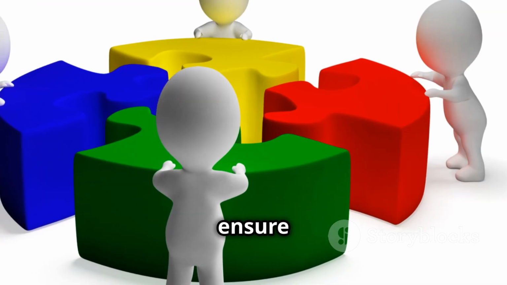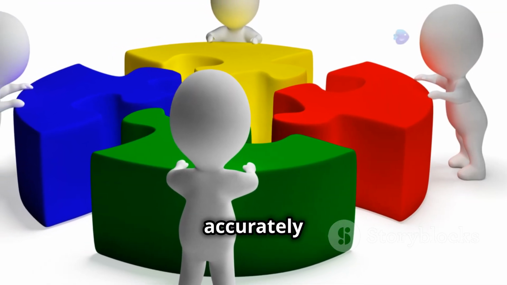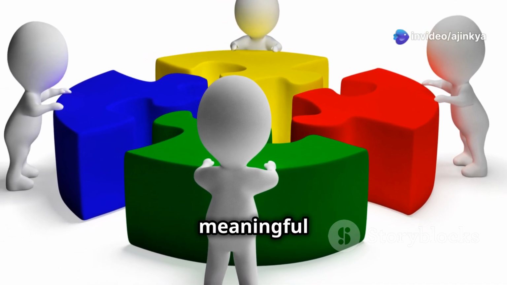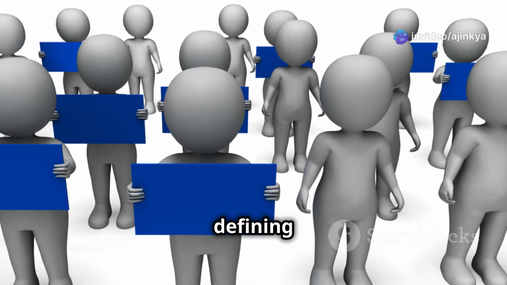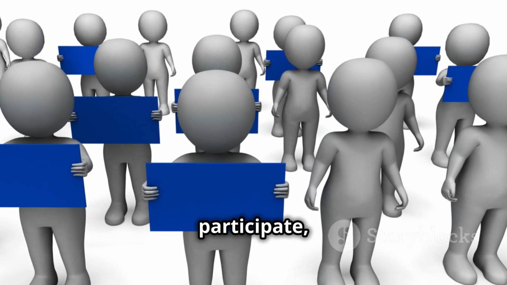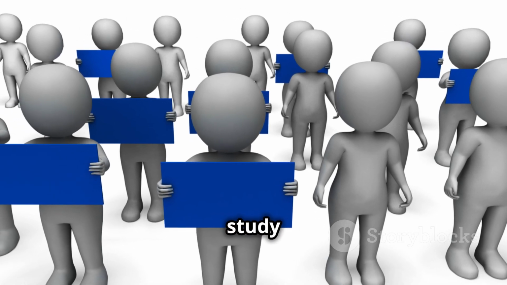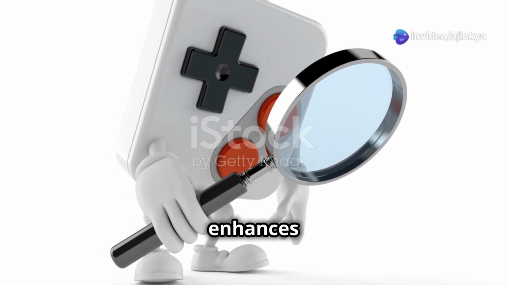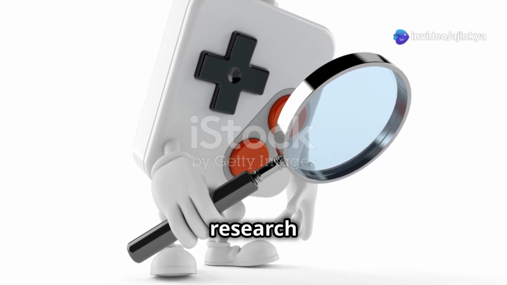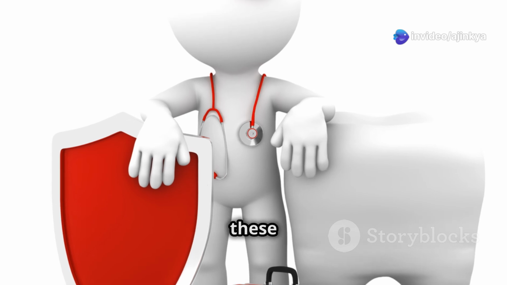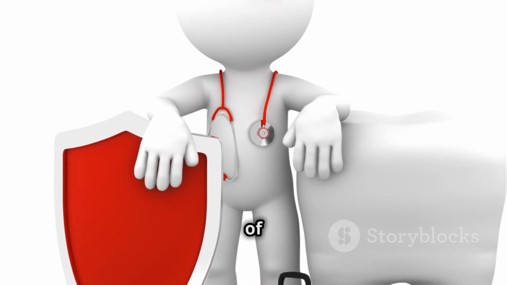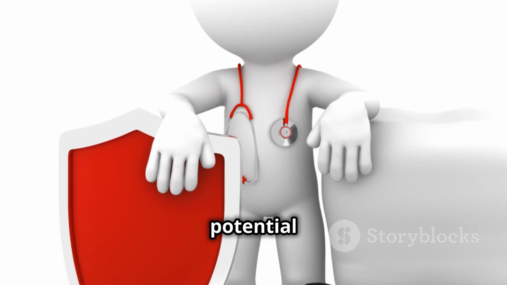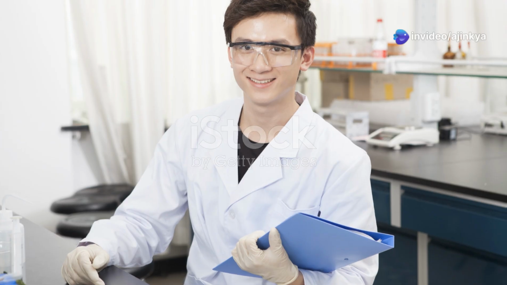These criteria ensure that the chosen participants accurately represent the target population, allowing researchers to draw meaningful conclusions. By clearly defining who can and cannot participate, these criteria ensure that the study sample is homogeneous and representative. This homogeneity enhances the reliability and validity of the research findings. Furthermore, these criteria safeguard the well-being of participants, ensuring that individuals for whom the research poses potential risks are excluded.